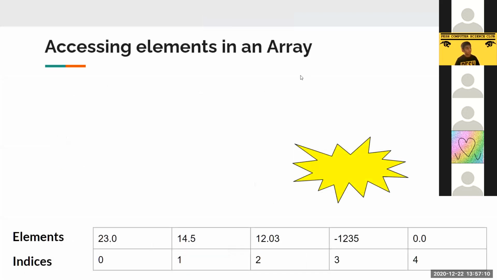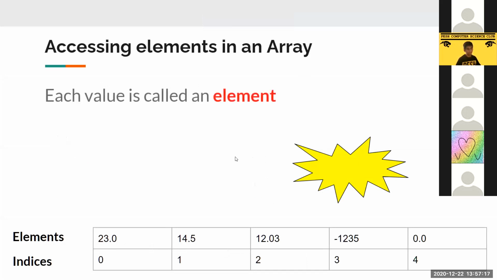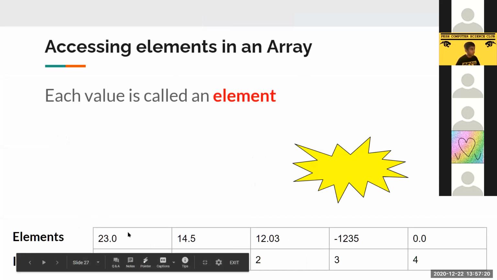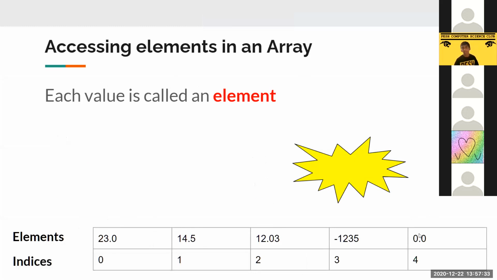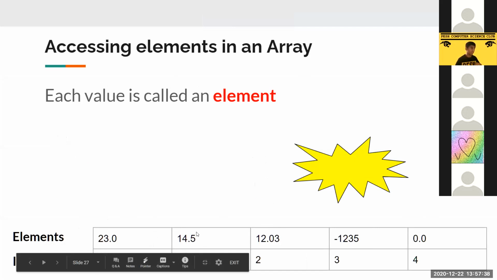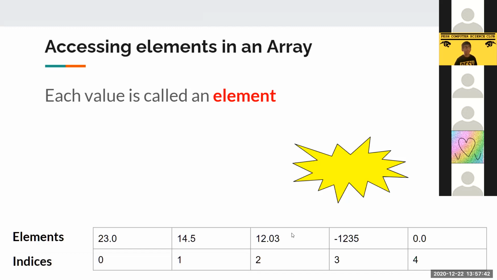So the next thing I'm going to go over is accessing the elements in an array. I know I just said a few terms, and I'll clarify each term. In this array down below, each of these values is called an element. So we have 23, 14.5, 12.03, negative 1,235, and 0.0. This, for example, could be a double array, and these could be the values within the double array. And each of these values, we call elements in Java.